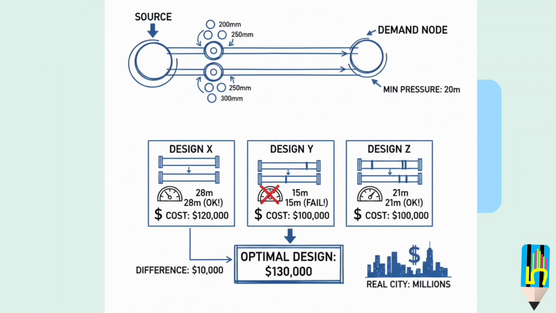Now your initial guess is that maybe design X gives you an acceptable pressure at a cost of $120,000. But who knows, you could satisfy your pressure condition using a completely different combination of pipes, a mix you would never think of on your own. This is important because the difference between your safe design and the optimal design is tens of thousands of dollars, right? So if in a small network you think it is a small problem, then in a real city network the difference will be in millions.